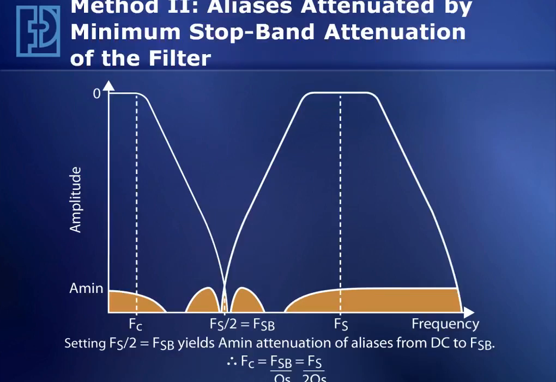The second method does not allow aliases to fold back in the signal region nor in the transition region. All aliases are attenuated by the minimum stopband attenuation of the filter. In this condition, we need to set the sampling frequency over 2 equal to the stopband frequency. That yields setting the cutoff frequency to the sampling frequency divided by 2 times the shape factor of the filter.